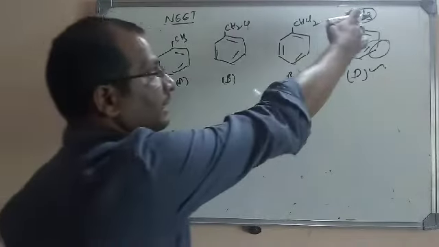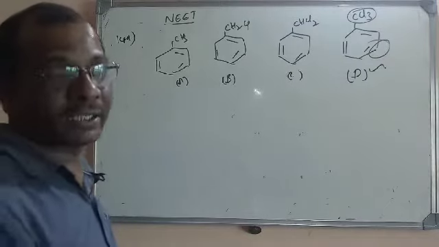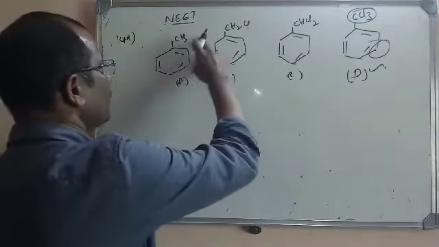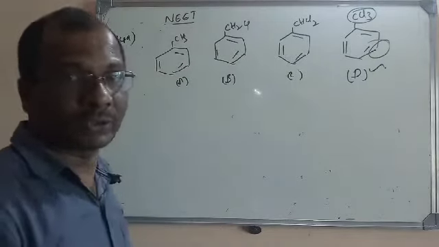Why? Because CCl3 is deactivating. CH3, we know, is an activating group, so the incoming electrophile will go to the ortho and para positions.